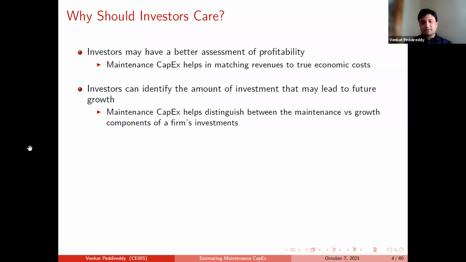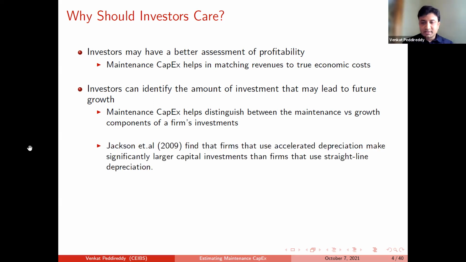The second aspect is it will enable the investors to actually separate the maintenance portion and the growth portion of a firm's investment, right? Oftentimes, you see companies announcing big investments, but we do not have information as to how much of that investment is actually going to drive the future growth. So investors could take the whole thing as investment by capex, or they could consider the whole thing as maintenance capex, or anywhere in between.